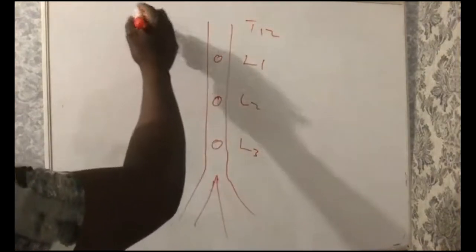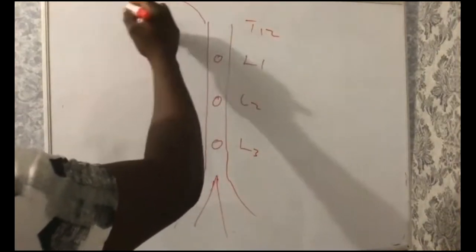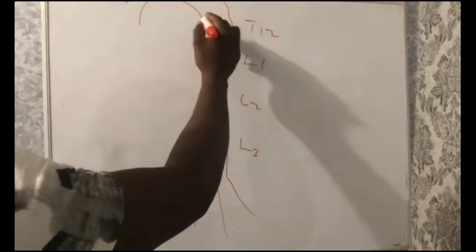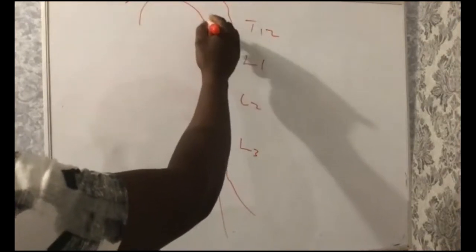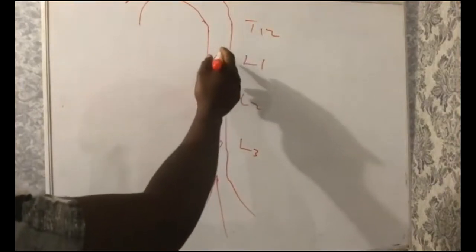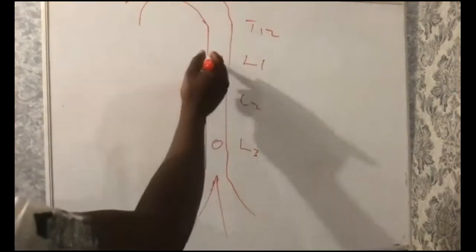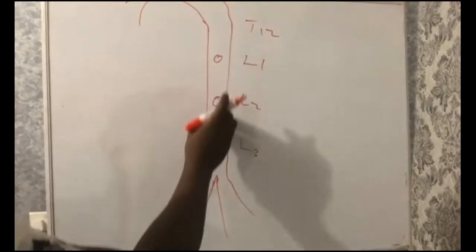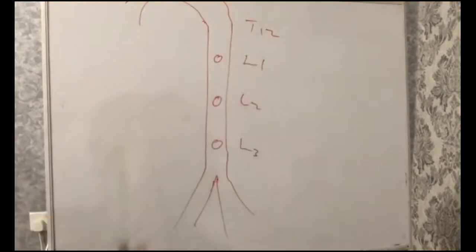So remember, from the heart, there is the aortic arch. Then it will go down as the descending aorta and into the abdominal aorta like that. Now in the abdomen, we have anterior branches and we have lateral branches. The anterior branches are the ones that supply the GIT.